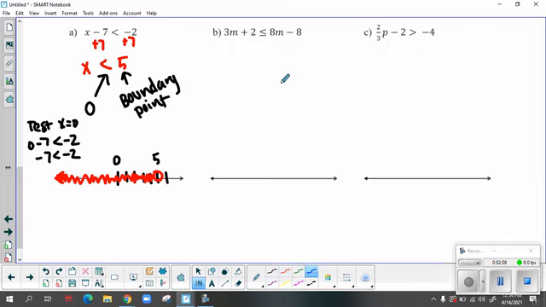All right, example number 2. We are still going to go about this the same way. I'm going to subtract 8m from both sides. I'm going to get negative 5m plus 2 is less than or equal to negative 8. I'm going to subtract a 2 from both sides. Negative 5m is less than or equal to negative 10. Last but not least, we divide by a negative 5.